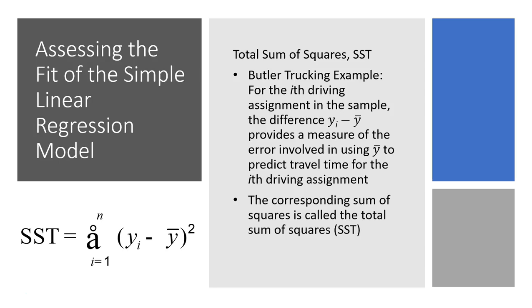With our sum of squares total for our Butler Trucking example, we look at an individual assignment in the sample and find the difference between that individual sample and the average to find a measure of the error involved when we use our average to predict any one individual observation. When we take all of those values together, square them, and add them up, we get our total sum of squares. The sum of squares total is a measure of how well the observations cluster around your average, or y bar, line.